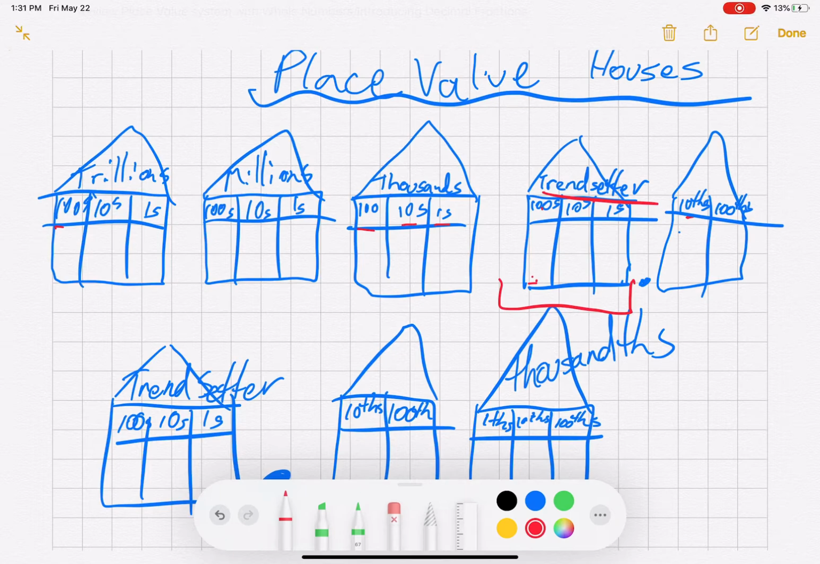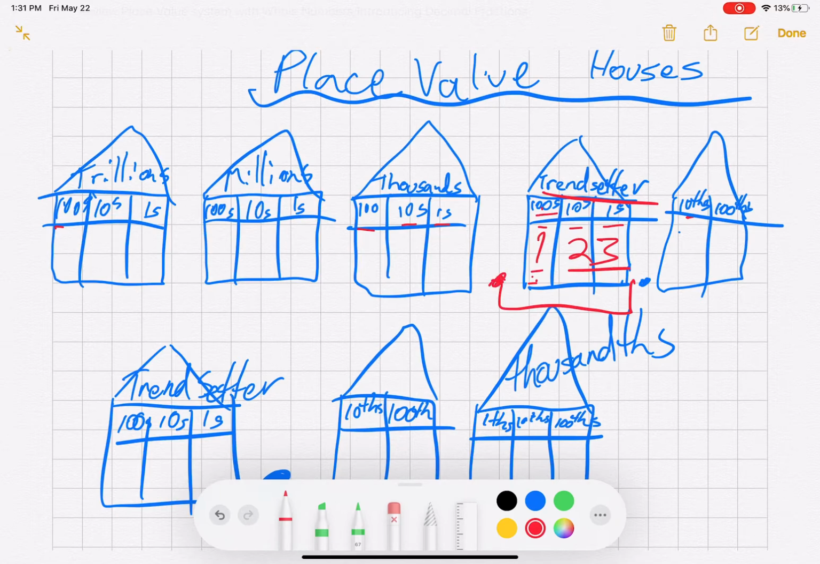The Trendsetter house is like when your friend comes to school with really cool shoes, and then all of a sudden everybody else comes to school with those shoes. That first person set that trend. Okay, so if I'm looking at this number here, I have ones, tens, and hundreds. So the way we say this is 123.